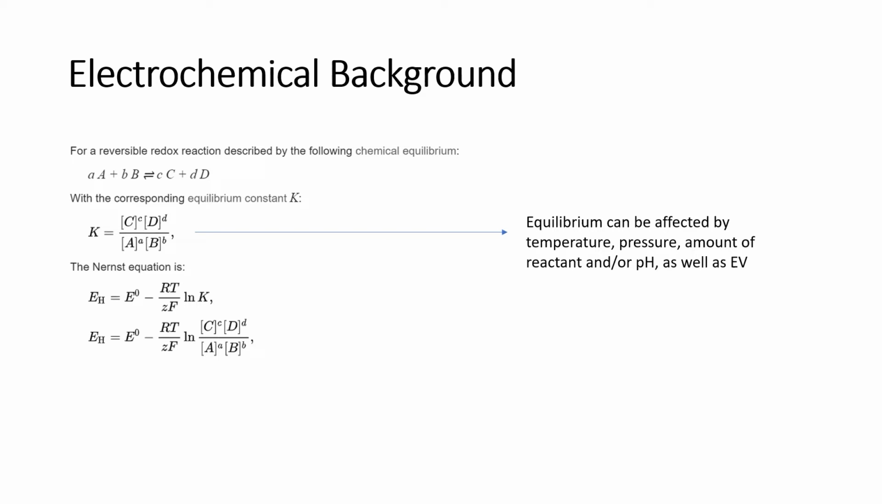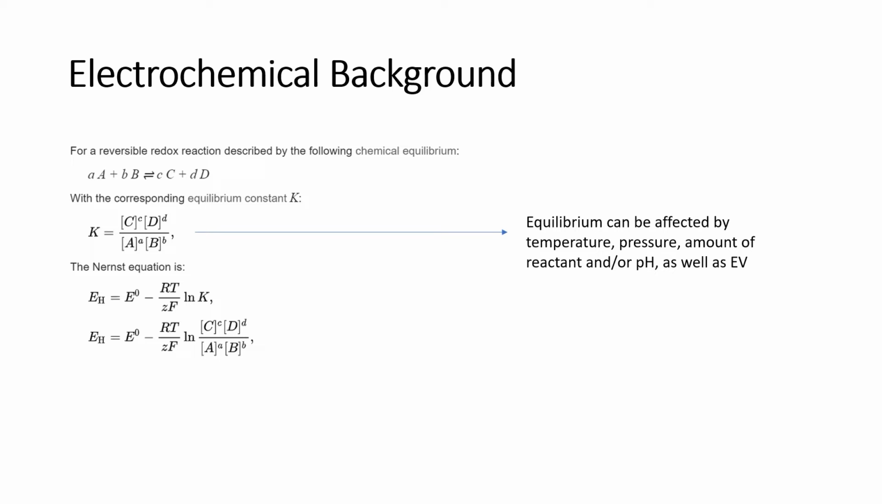So for a reversible redox reaction, you can see that the elements will create an equilibrium. It's the element's product to the power of its coefficient divided by the reactants to the power of its coefficients also. And this equilibrium can be affected by the temperature, pressure, the amount of reactant or pH, as well as the electric voltage. And to express this, the electric voltage, the Nernst equation is expressed.